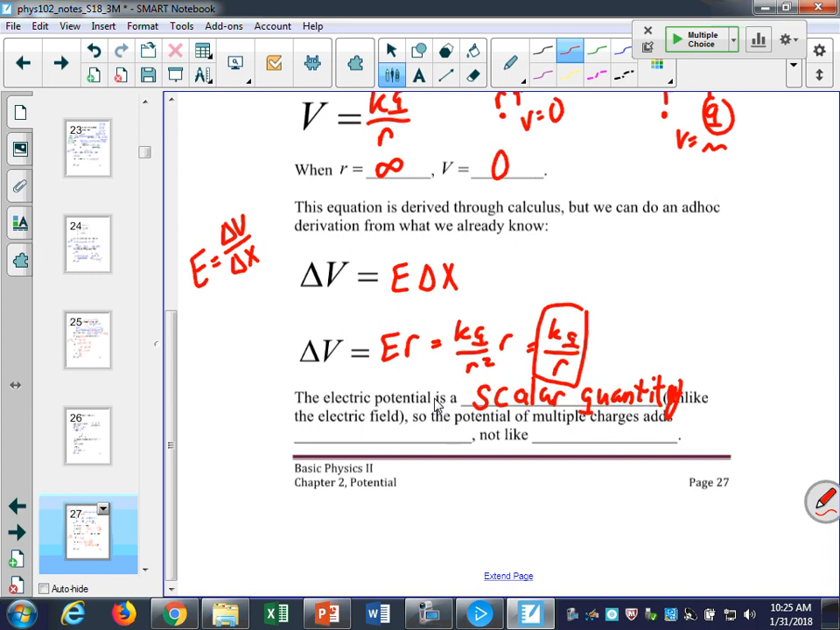So the potential of multiple charges adds like numbers. You know, 1 plus 2 equals 3, and not like vectors, which is, you know, like 3 plus 4 equals 5. I mean, that doesn't make any sense, right? But that's how we add up vectors. We're doing the whole triangle thing and all that. So that'll make our life a lot easier. You'll be appreciative of it when you see those problems on the test.